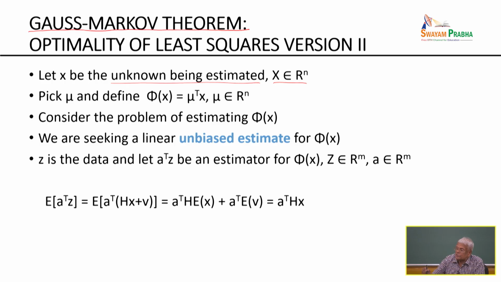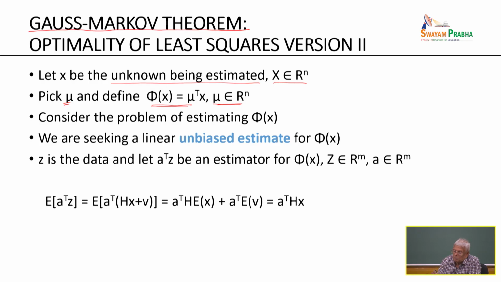Now, I'm not going to estimate x, but I'm going to estimate a function of x. So I'm going to pick a mu, which is also an Rn vector, and I am going to consider a function phi of x equal to mu transpose x. So instead of estimating x, I am going to be estimating a linear functional of x. What is a functional? A functional is a mapping from vector to real. So x is a vector, mu is a vector, mu is constant. So phi of x is equal to mu transpose x.